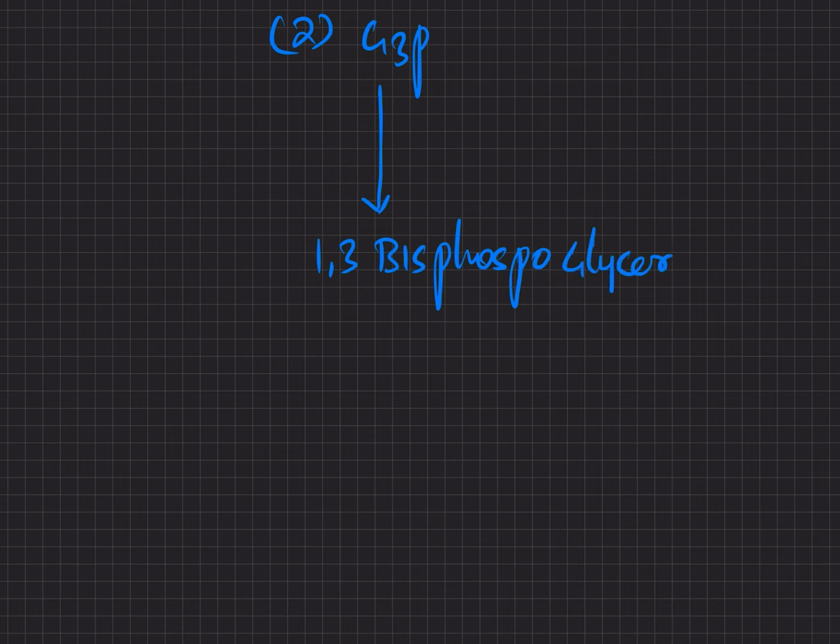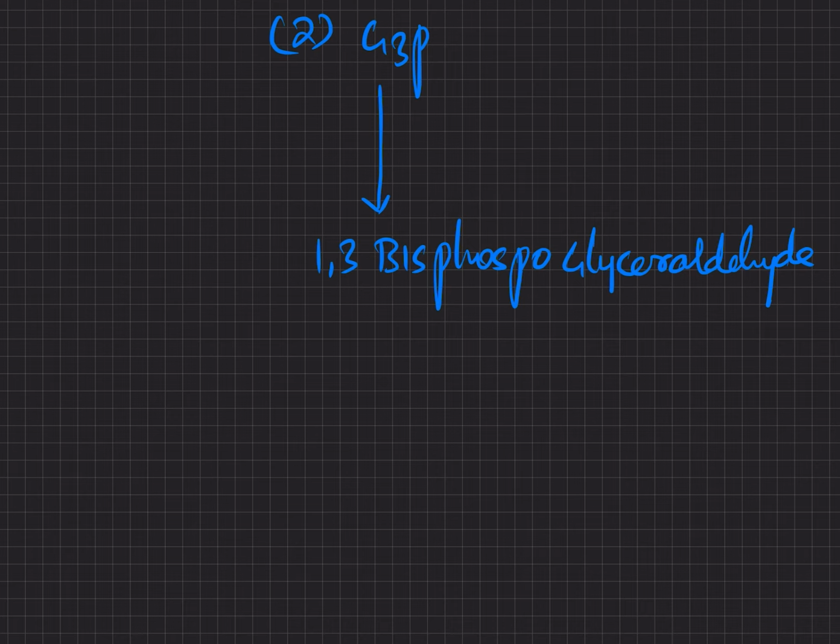Now these 2 moles of G3P, glyceraldehyde 3 phosphate, have to produce energy. To produce energy, the molecule has to become stronger and more stable. So we will be adding a phosphate here. Glyceraldehyde 3 phosphate becomes 1,3 bisphosphoglycerate.